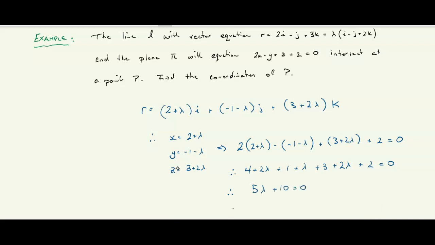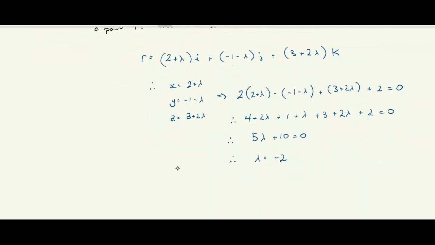So we get that lambda is equal to negative 2. And so therefore my point of intersection is 2 plus negative 2, so 0 for x. Y is negative 1 minus negative 2, so negative 1 plus 2, which is 1. And z is 3 plus twice negative 2, which is negative 1. So my point of intersection is 0, 1, negative 1.